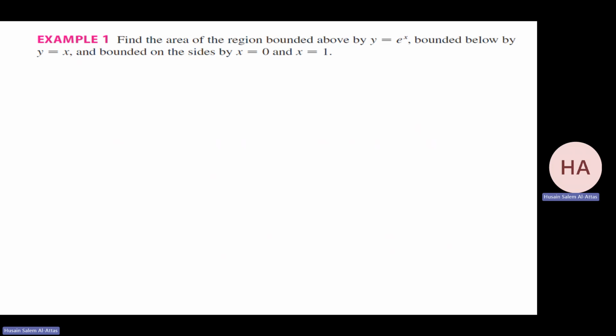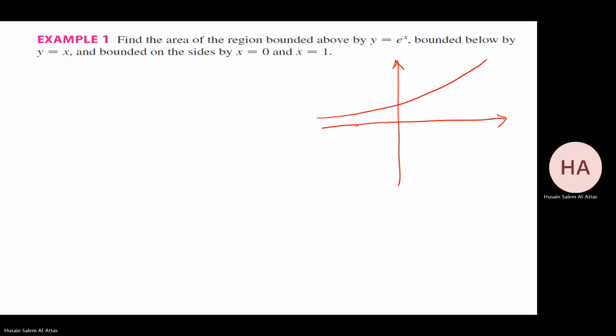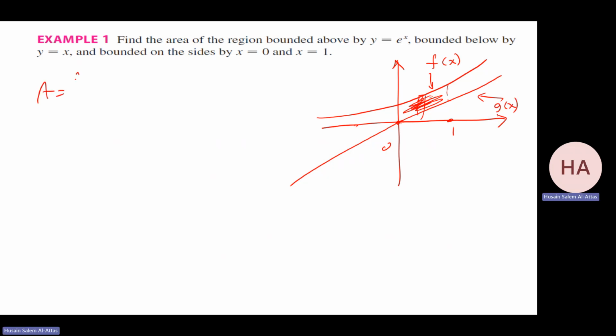Find the area bounded by this on this side, by x equals 0 and x equals 1. Okay, so I have the function. Always you need to think about the graph. This is e to the power x, and this is y equals x. They want the area where x equals 0 and x equals 1. So I'm talking about this area. This is my area. If you do the strip, this will be the upper, and this will be the lower function. And then the area will be the integral from 0 to 1 of the upper function.